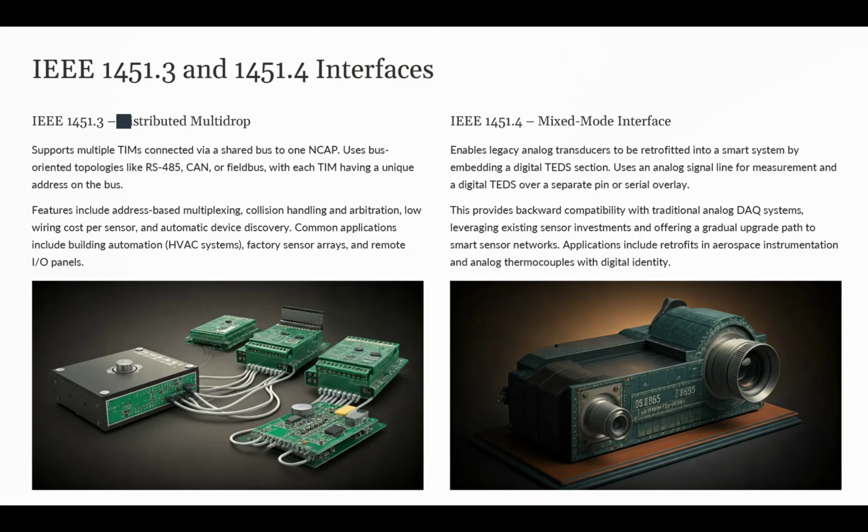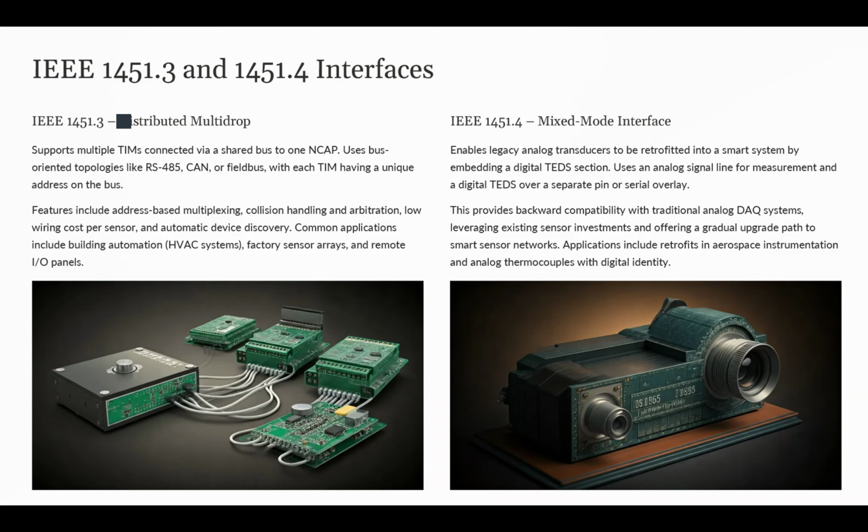Now, that standard supports automatic discovery of all the TIMs on the bus, so it also offers plug and play functionality when we have a dense and shared network environment. And it's commonly used in factory automation or remote I/O panels, where we have multiple sensors or actuators and they must be monitored and controlled from a central processor.